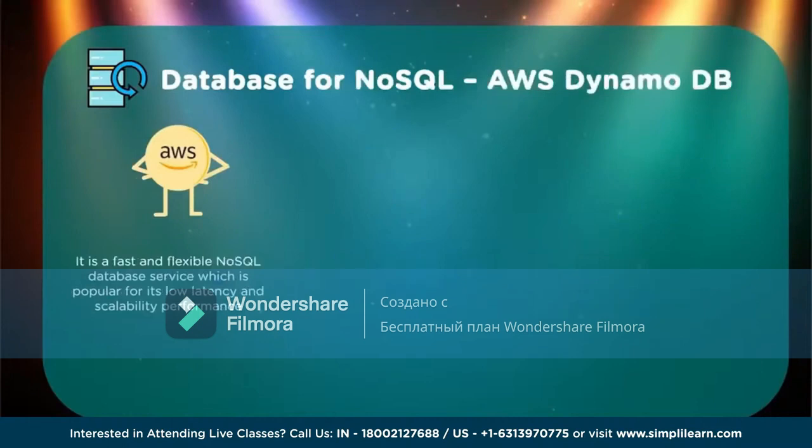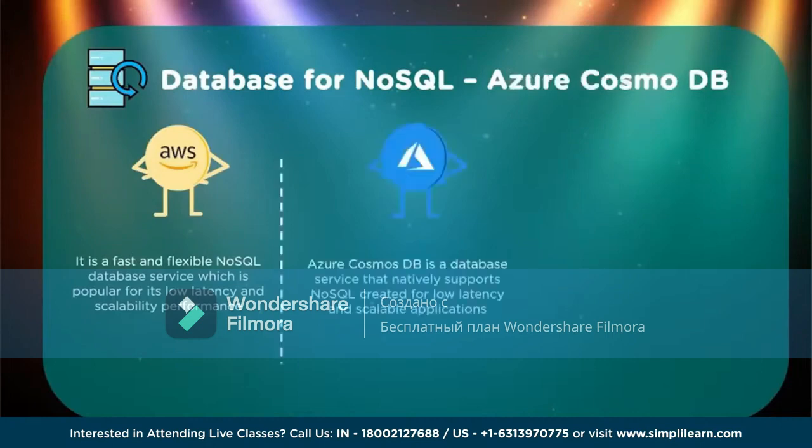AWS provides DynamoDB, which is a managed, durable database that provides security, backup and restore, and in-memory caching for applications. It is well known for its low latency and scalable performance. Azure Cosmos DB is Microsoft's globally distributed multi-model database service. It natively supports NoSQL, created for low latency and scalable applications.